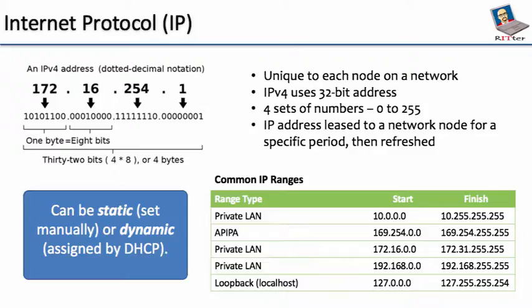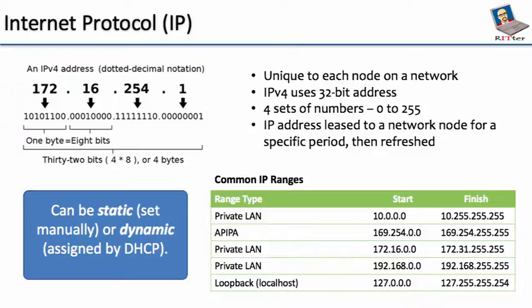Most nodes on a network would be dynamically assigned their IP address via a thing called DHCP, which I'll talk a little bit about later on. But some common IP ranges there that you see in the table. Private networks, typically your home network, if you looked at IP addresses on your home network, they'd probably be in the 10 dot range, or the 172 range or the 192 range. They're typically the ranges reserved for private networks.